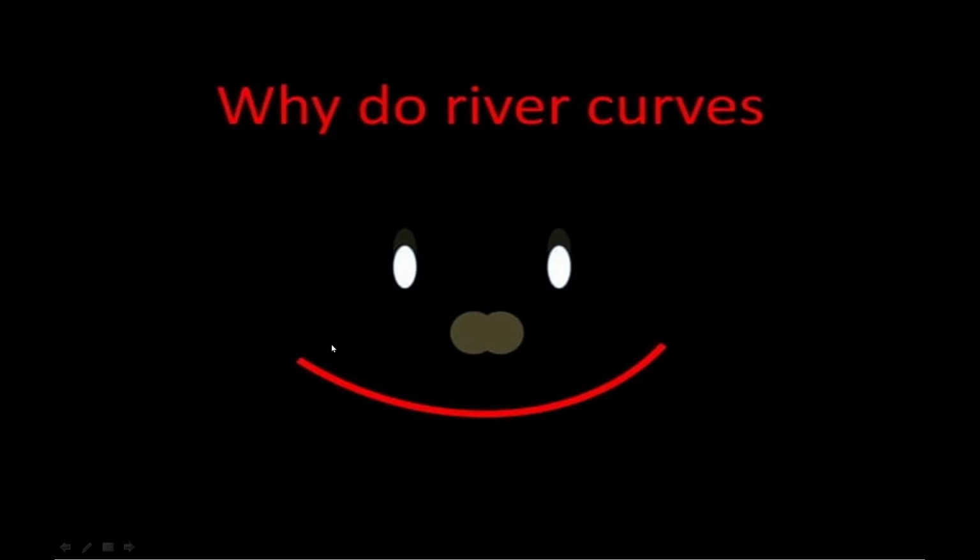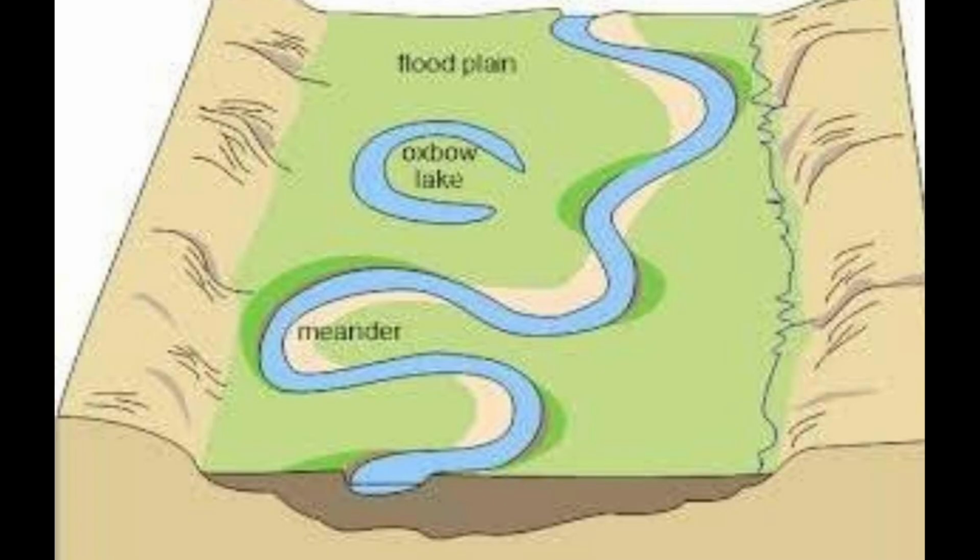So dear, let us come to know why do rivers curve? Students, as the river enters the plains, it twists and turns, forming large bends. We can see here in this picture the river takes large bends. These are the bends. These bends are known as meanders.